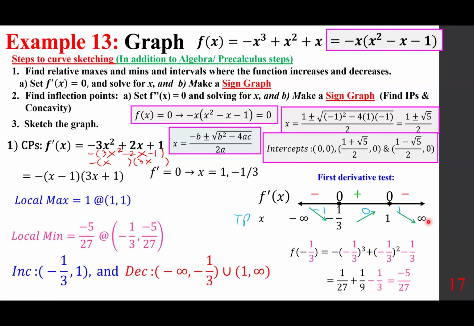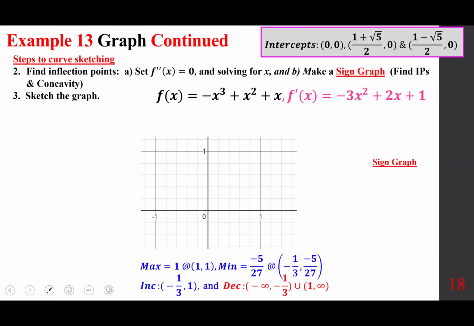To continue, we're going to put all the information that we got on the previous page here. We have the function, we have f prime, we have all the intercepts, we have the max equals 1 at 1, 1. We have the min equals minus 5 over 27 at negative 1/3 and negative 5 over 27. Increasing from negative 1/3 to 1, decreasing from negative infinity to negative 1/3, union 1 to infinity. So this is all the information from the previous page, nothing brand new.